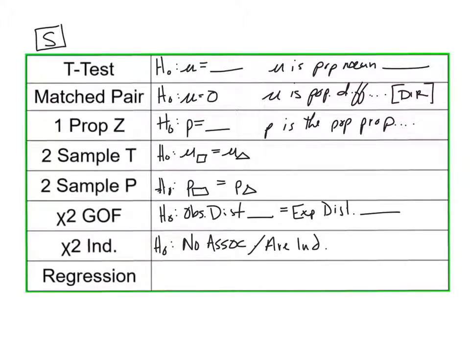Okay, and the alternative would be that they do have association, or that they aren't independent. Again, really no reason to define parameters here as long as you use the context in your null and alternative. You know, you say, well, there is no association between the type of car and gender, something like that.